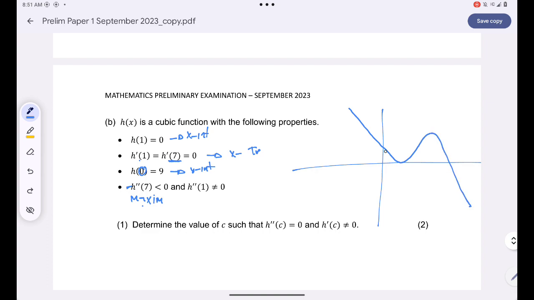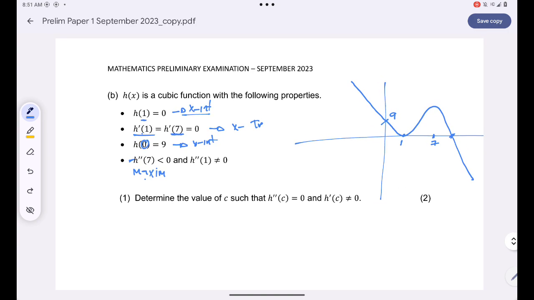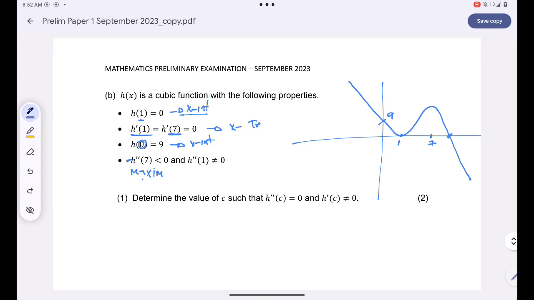Are you together? We'll simply have a 9 over there. Our graph should turn on the x-axis. Why? Because x is equal to 1 is both an x-intercept and a turning point. That's why our graph should turn on the x-axis. And then over here we have x is equal to 7. We are not given anything about the other x-intercept. So our graph, guys, was just going to be drawn like this. But let's answer the questions.